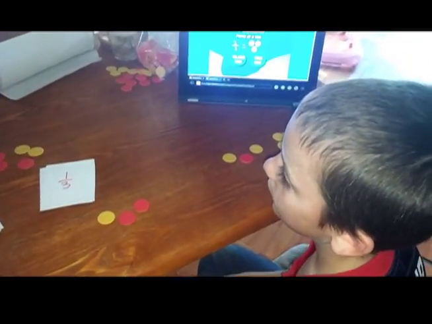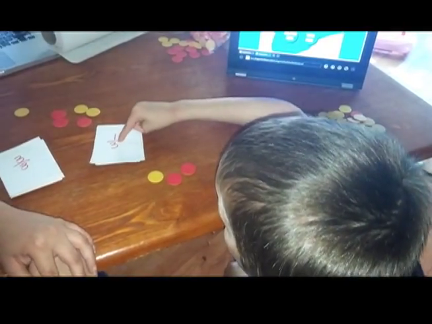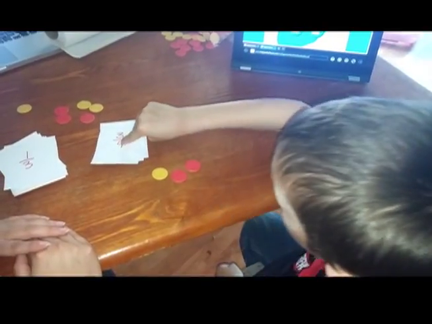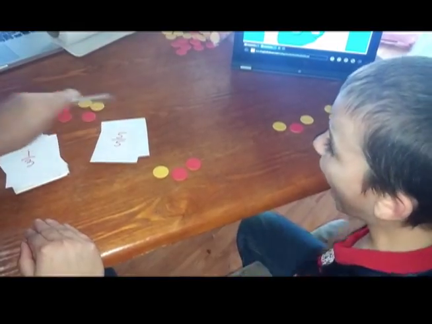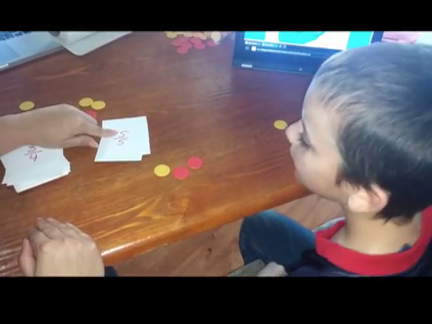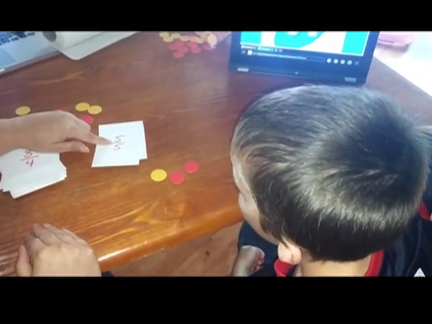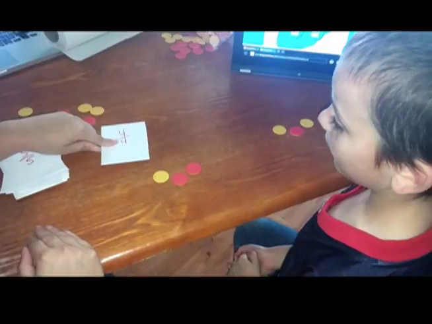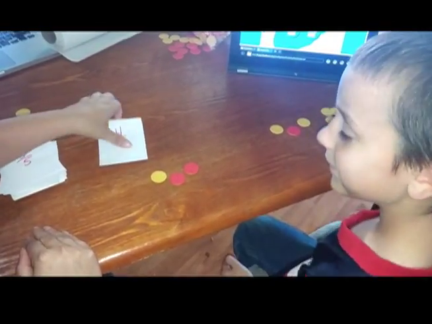What is this number? Which one's the numerator? Which one's the denominator? And the fraction line. Very good. And on this problem, where's the denominator, numerator and fraction line? Very good. So what is this one? Numerator, fraction line, and denominator. Denominator, fraction line, numerator. Very good.